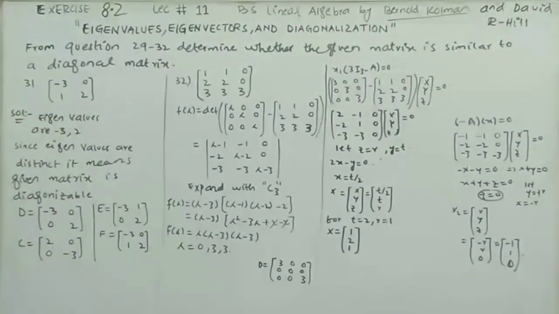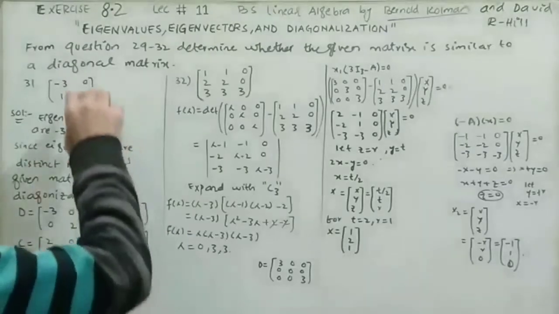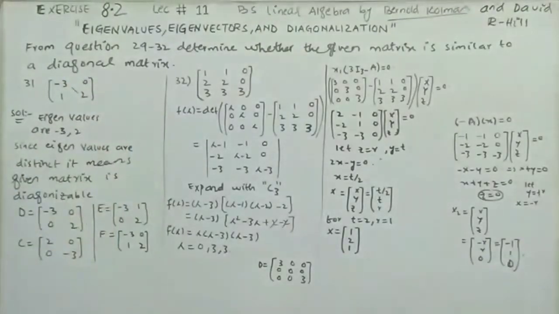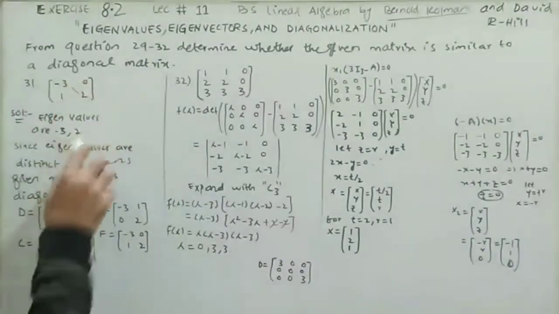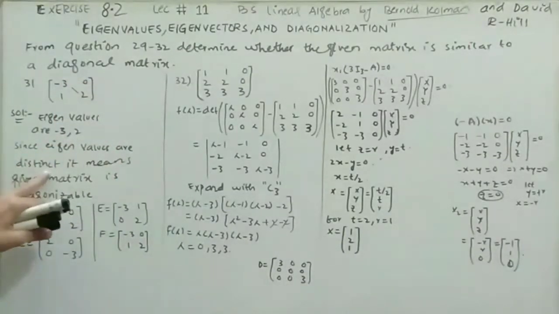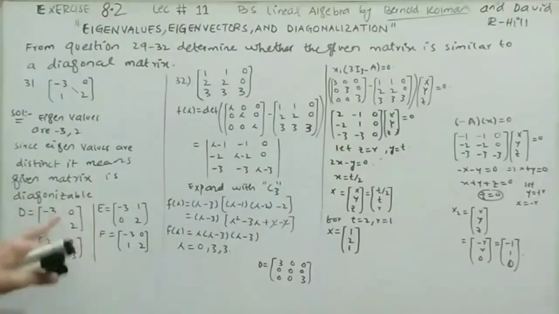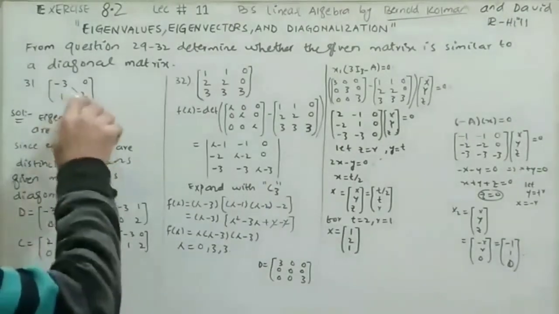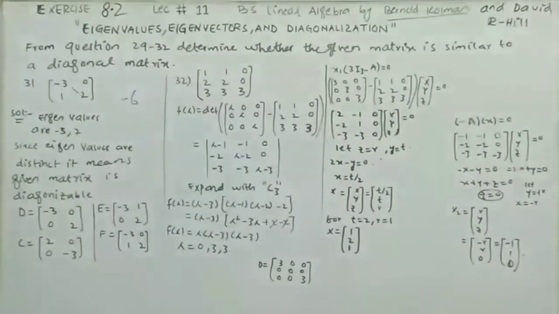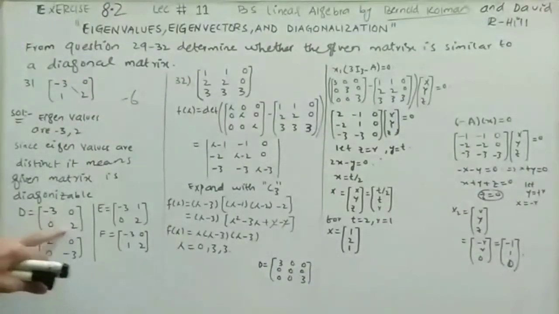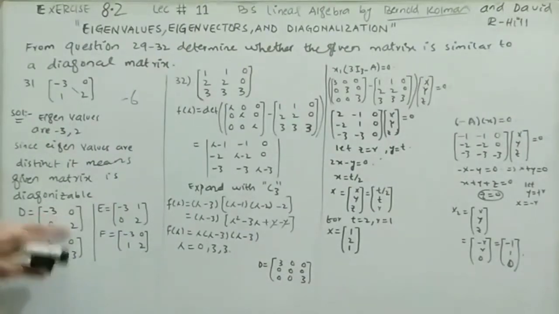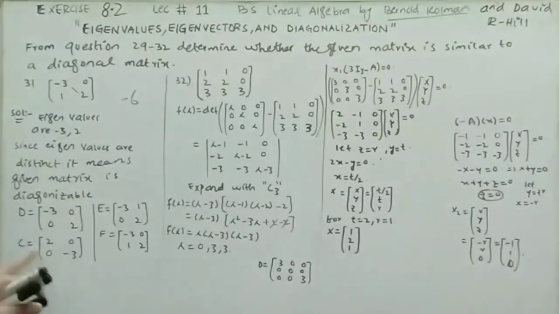Now move toward question number 31: minus 3, 0, 1, 2. This matrix is a lower triangular matrix because the entries above the main diagonal are 0. So the eigenvalues will be the main diagonal values because of this triangular matrix. So the eigenvalues will be minus 3 and 2. As the eigenvalues are distinct and different, it means the given matrix is diagonalizable. So it means the diagonal matrix is possible for this matrix. Remember the determinant of this matrix is minus 6 and the eigenvalues are minus 3 and 2. So the diagonal matrix will be diag(minus 3, 2) with 0 off the diagonal, because the determinant of this matrix is minus 6, one condition, and also for the diagonal matrix the non-diagonal entries will be 0, and also a similar matrix is possible for this matrix.